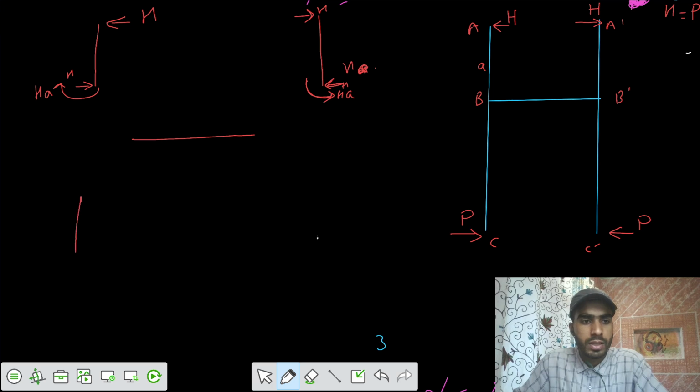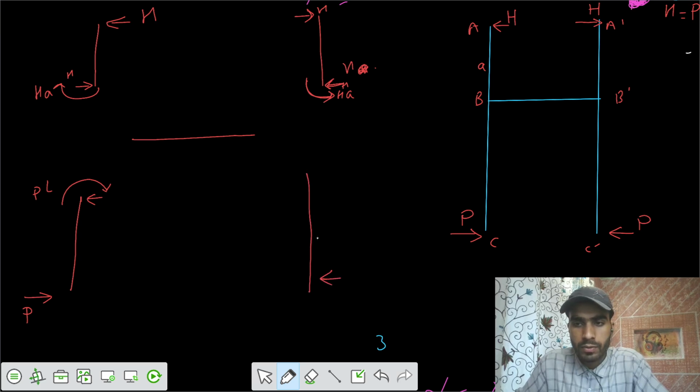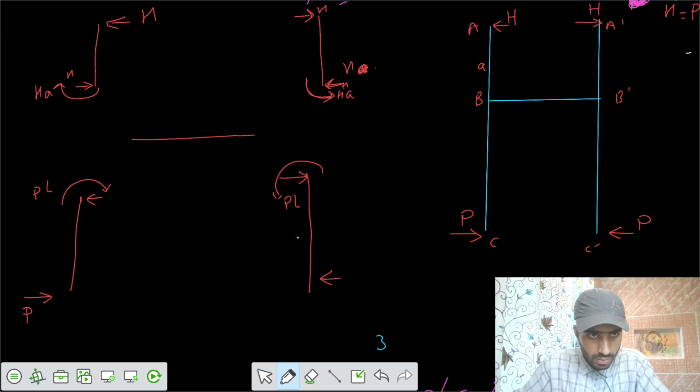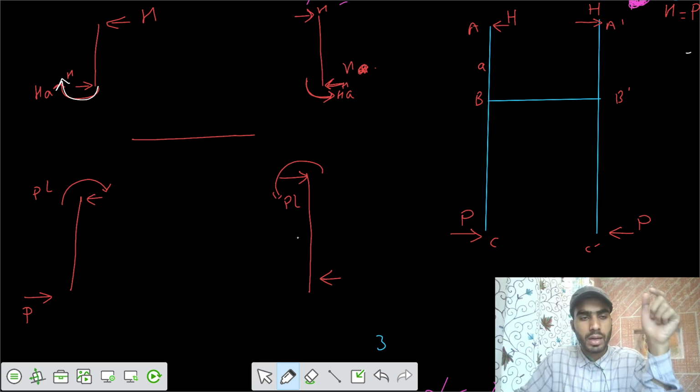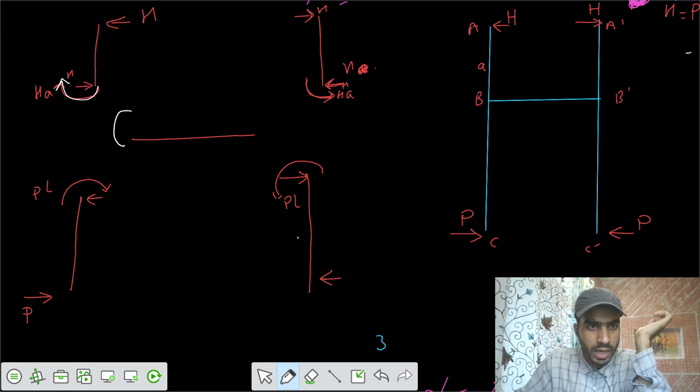Then after that, you have to transfer this effect also, that this load is acting here, P, so internal force P and clockwise P into L. Similarly, in this one, load is in this way, reaction is in this way, and P into L in this way. Now, see, its effect is clockwise, so the moment that will be transferred would be anti-clockwise P, that equals H into A. And similarly, this one is also clockwise, so its effect would be transferred anti-clockwise. We can write HA plus PL.